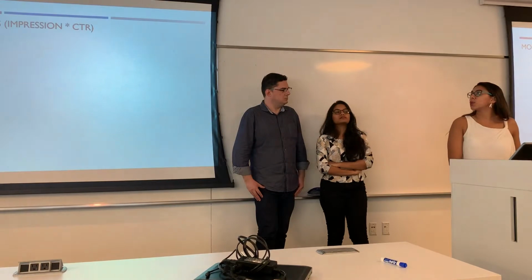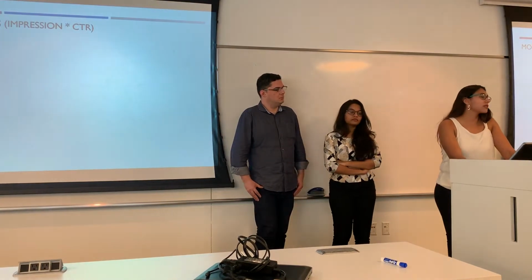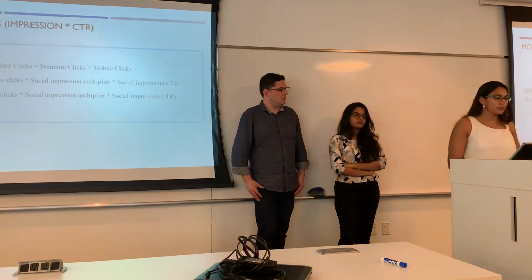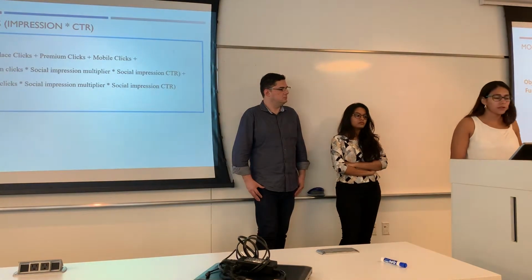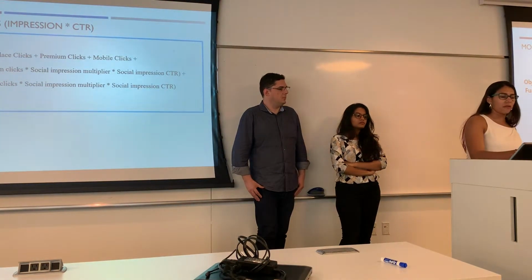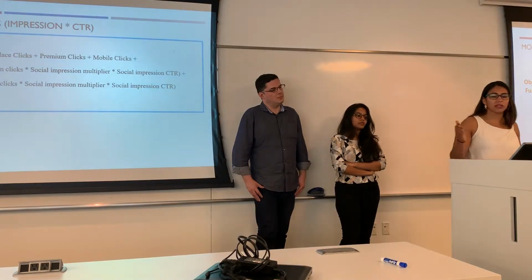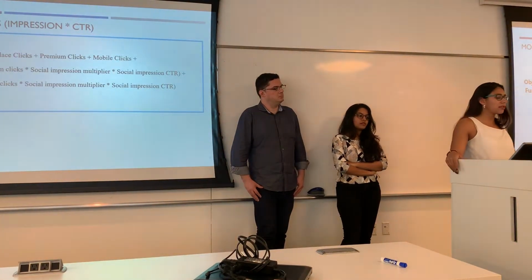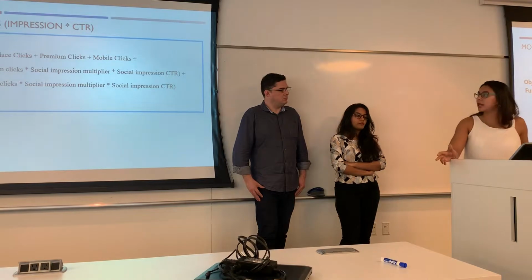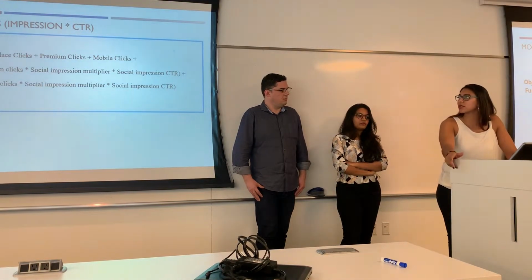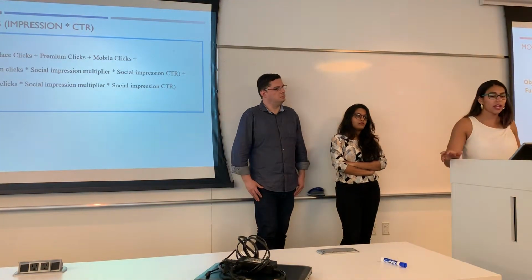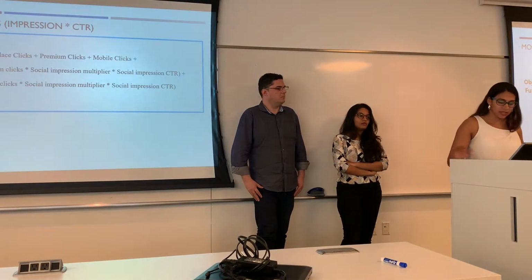So what do we want to do? We want to maximize the clicks. The clicks are impressions times the rate. So in our objective function, we take care of our 3 ad types: marketplace clicks, premium clicks, and mobile clicks. That is our standard path. And we have the bonus part, which includes the clicks times the social impression multiplier and the conversion, that is our CTR.